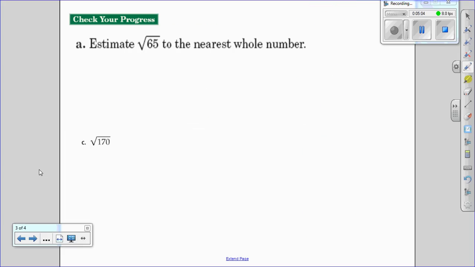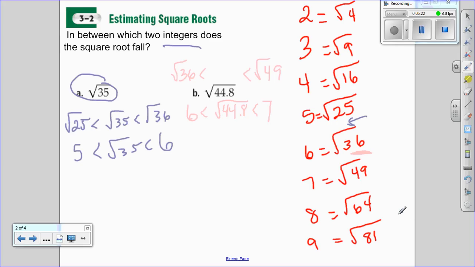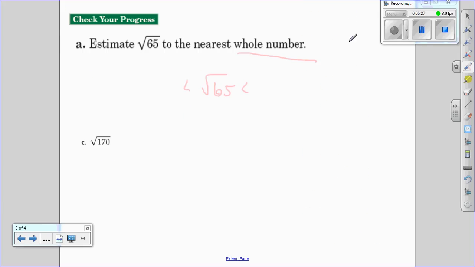Now, sometimes we need to know just one. You can't have two, you just have to pick one. So if I want to estimate to the nearest whole number, that means they want just one number. So I'm going to do the same process. I'm going to put my 65 here, and I'm going to go back to my chart. 65 is right here between the square root of 64 and the square root of 81. The square root of 64 is 8, and the square root of 81 is 9.